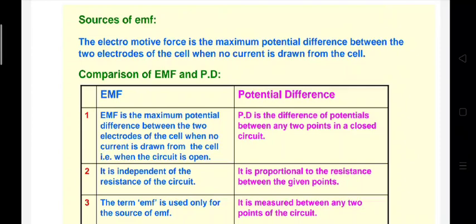Then we have a comparison of EMF and PD, potential difference. EMF is the maximum potential difference between the two electrodes of the cell when no current is drawn from the cell. Potential difference is the difference of potential between any two points in a closed circuit.